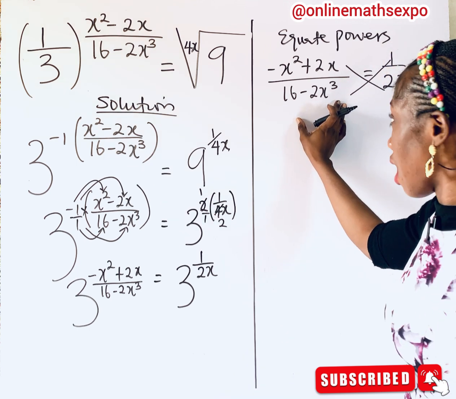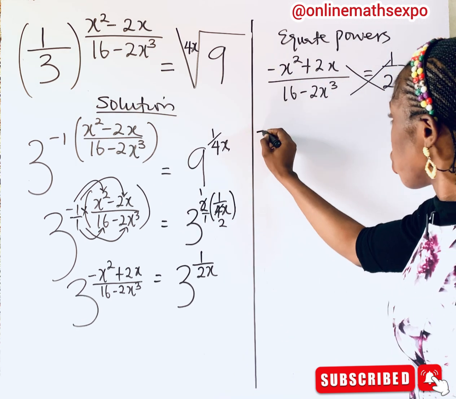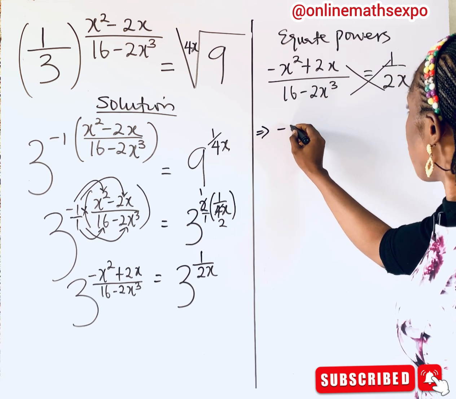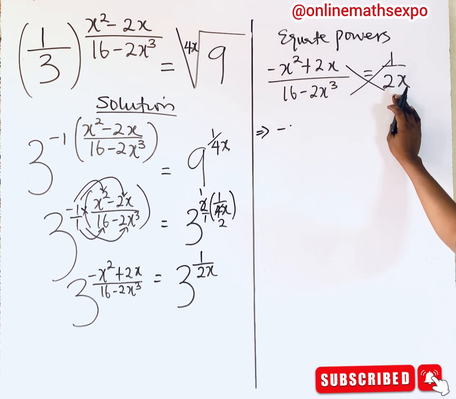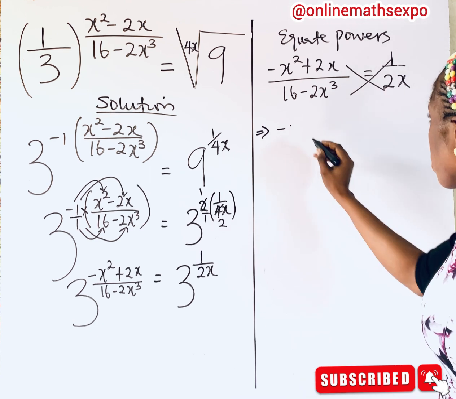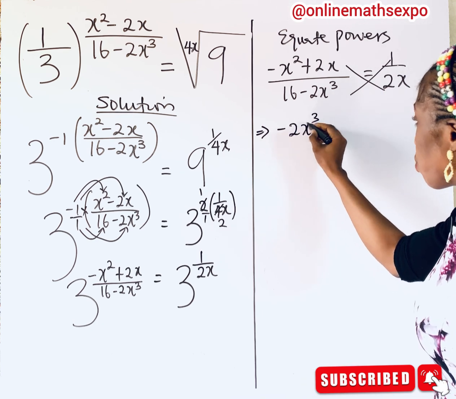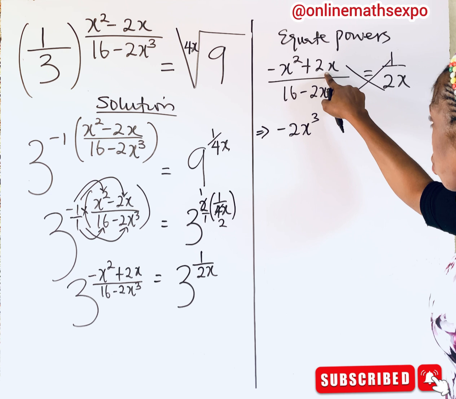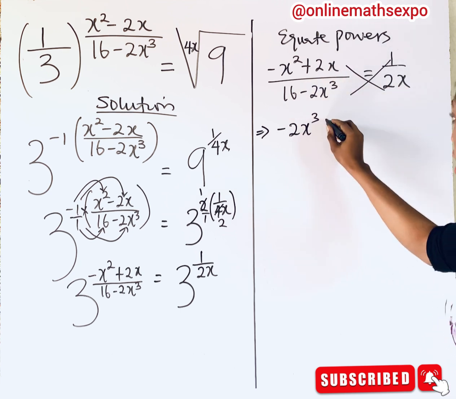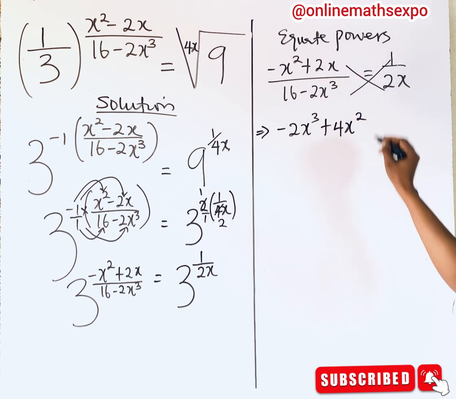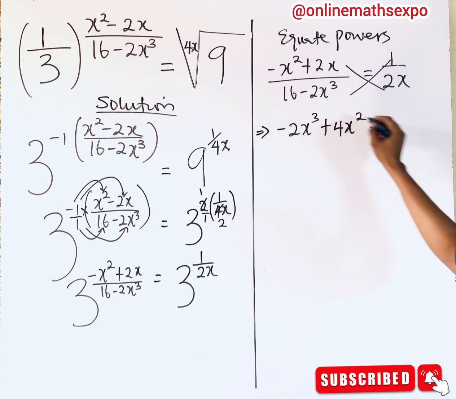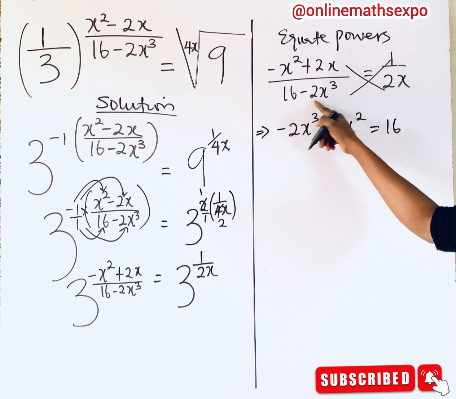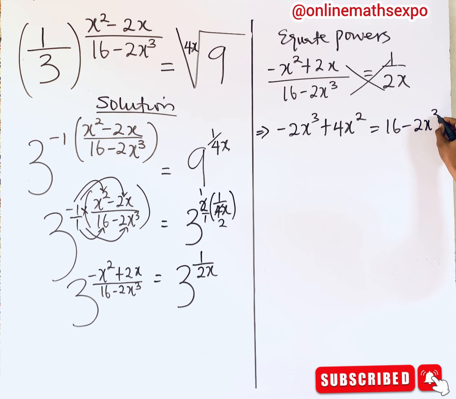So let's do it together. Multiply this with this, we are going to have negative x squared. Multiply 2x is going to give us negative 2x cubed, okay? Then use 2x to multiply 2x, it gives you 4x squared. Now we come to this. 1 we multiply 16, and it's 16. 1 multiplies this is negative 2x cubed.